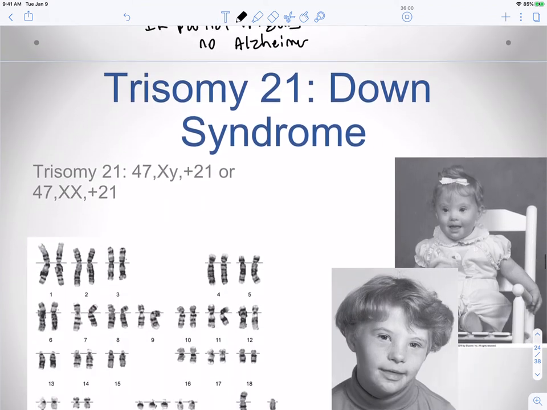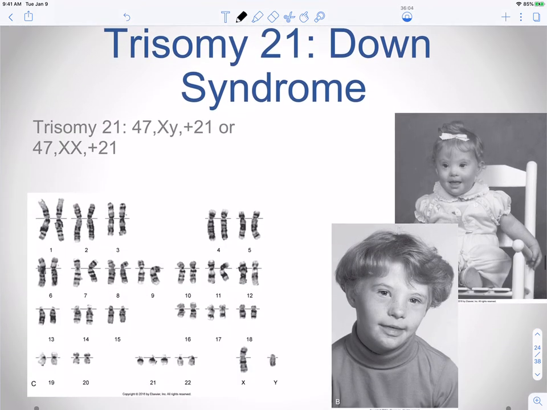So trisomy 21 or Down syndrome can be shown here. In this case, we have a genetic male, and you can see on chromosome 21 there are three of them. The trisomy 21 in this case is 47. That 7 is because you normally have 46 chromosomes, but now you have an extra chromosome. This individual is a genetic male, XY, and you have an addition. That's what that plus means, plus 21.